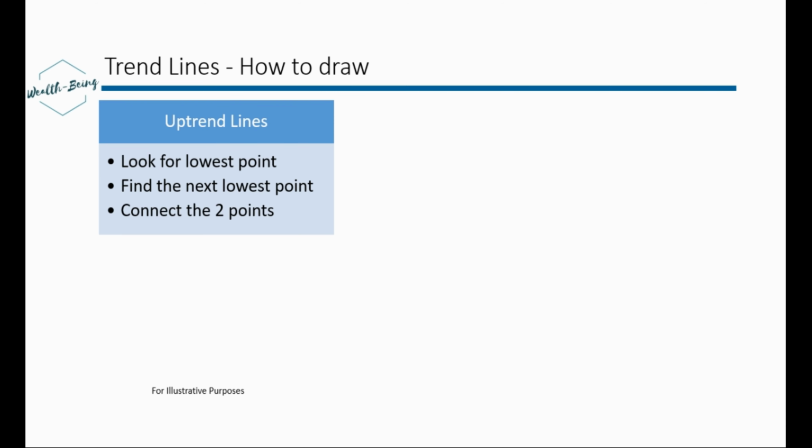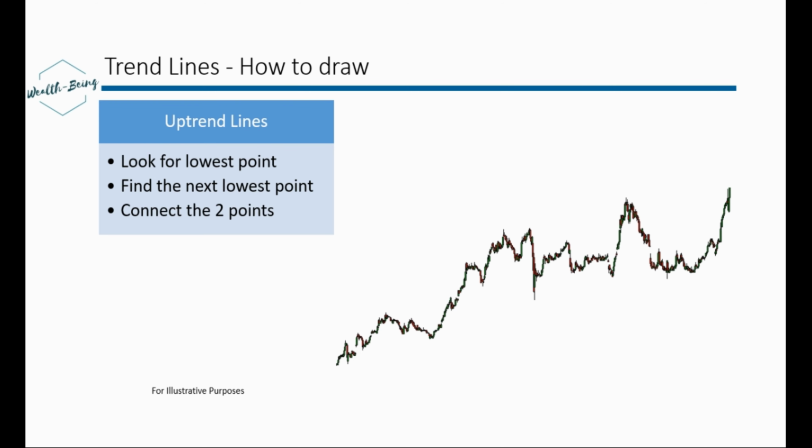We will start with the uptrend line. So this is the chart. Look for the lowest point. Then we find the next lowest point. Then we draw a line to connect these 2 points. Then this will form an uptrend line.